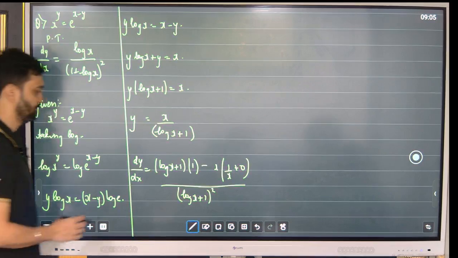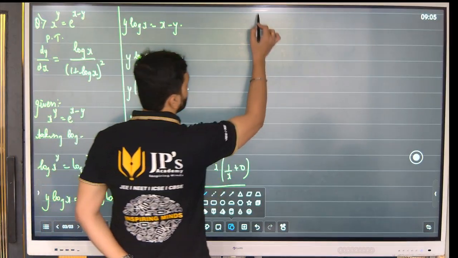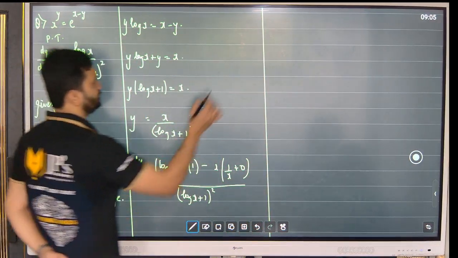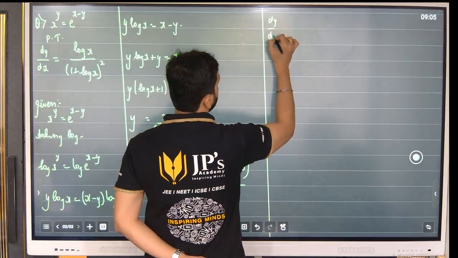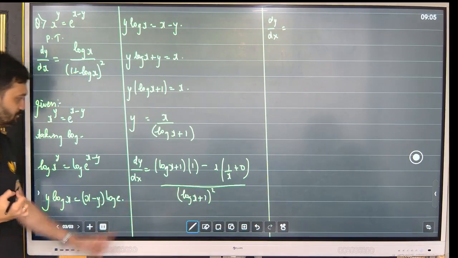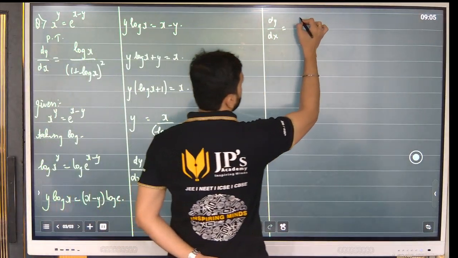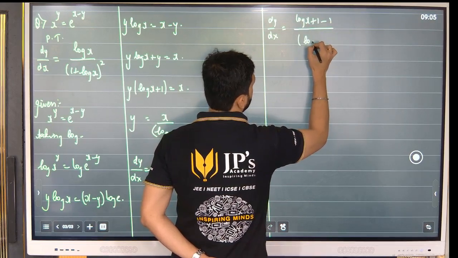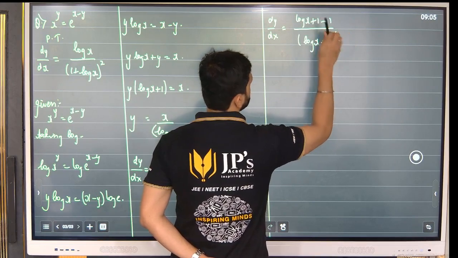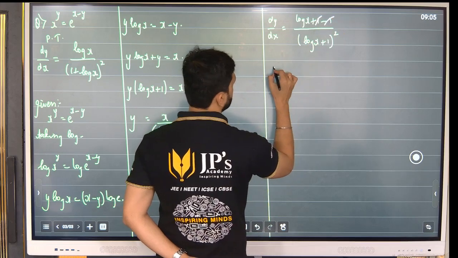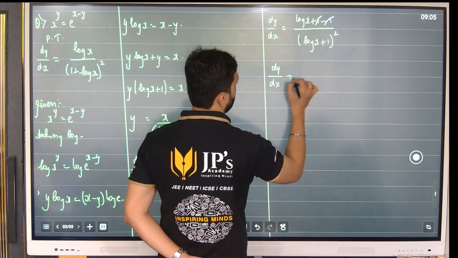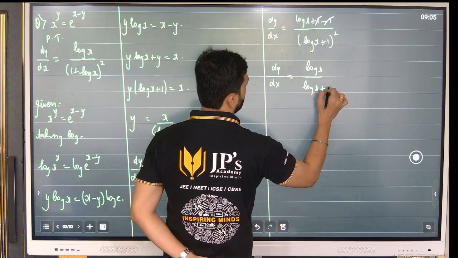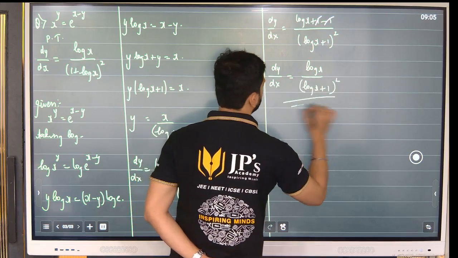Now if I simplify this further, dy by dx is equal to, I'll just open the bracket, so this will become log x plus 1 minus 1 upon log x plus 1 the whole square. This plus 1 and this minus 1 get cancelled. Therefore, dy by dx is equal to log x upon log x plus 1 the whole square.